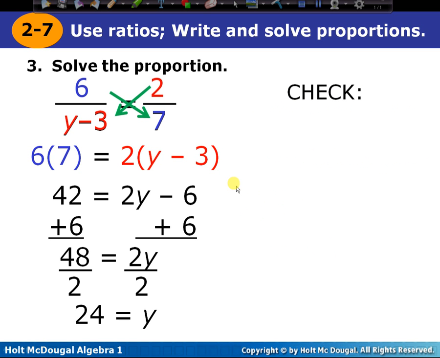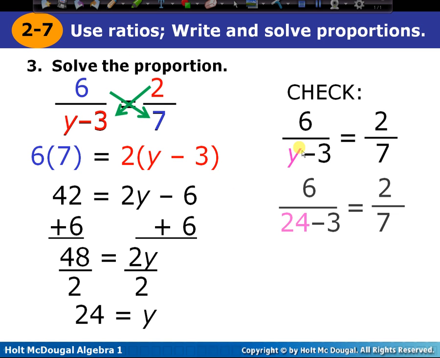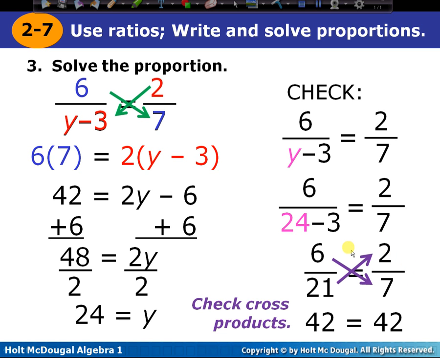We are going to go through and check this. We're going to go back to our original proportion, and instead of y, we're going to put in 24. And 24 minus 3 is 21. There's a couple of different ways that you can actually check this. You can either put 6 over 21 in the fraction button in your calculator and hit enter and see if it reduces to 2 over 7. Or you can just cross multiply again. 6 times 7 is 42 and 21 times 2 is 42. So 42 equals 42. Take a minute, make sure you have the check written down.